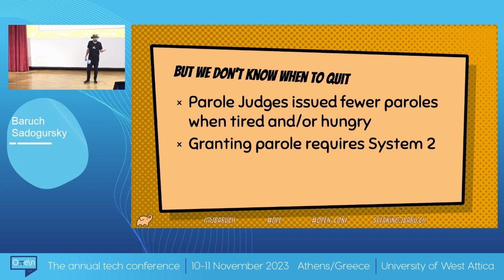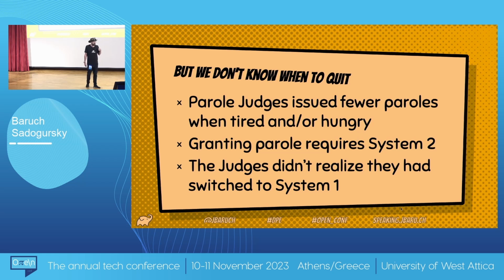Granting parole requires system 2. Denying parole requires system 1. The default is to deny. To grant requires mental fuel. When they are tired or hungry, they don't have the mental fuel, but they keep going. They didn't realize they switched to system 1 and started to deny on autopilot because they are tired. Obviously not on purpose. They are professionals. They would stop if they knew that they are tired, but they didn't know it.